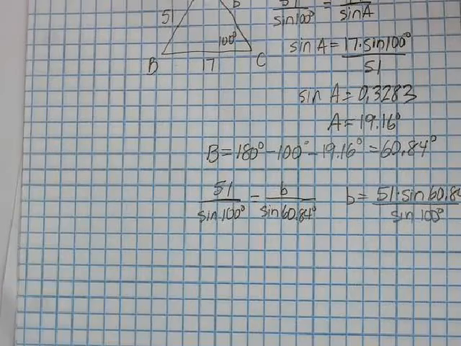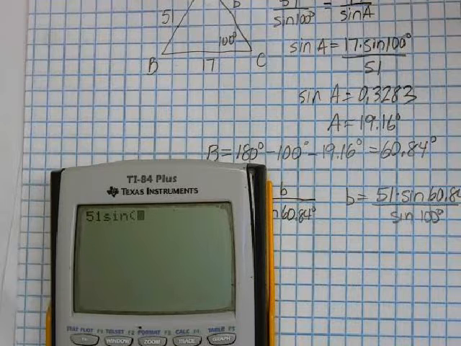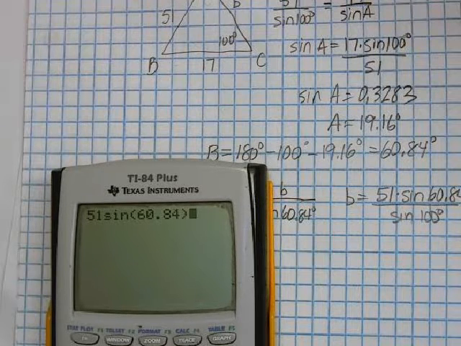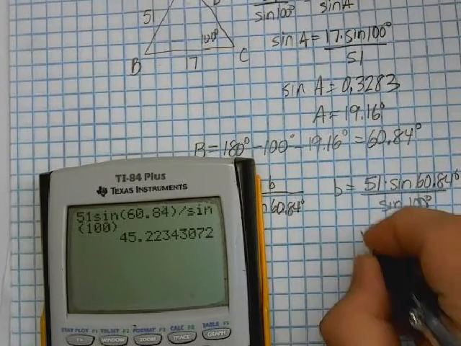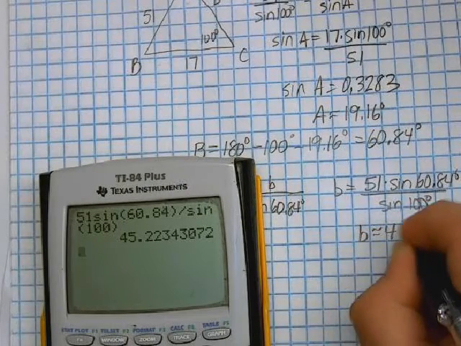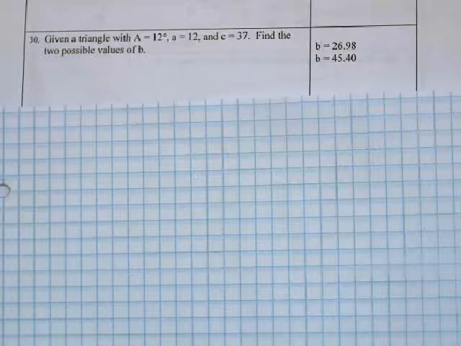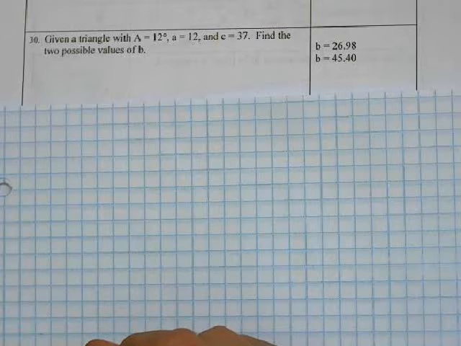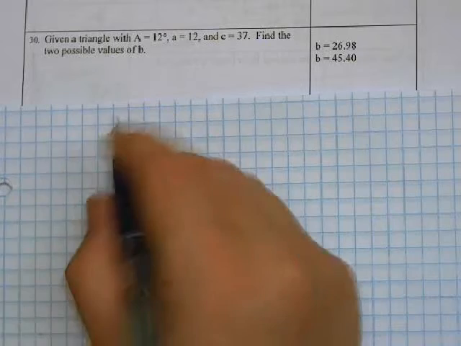So we solve for B. And we get 45.22. Okay, number 30. Given a triangle with A is 12 degrees, little a is 12, and C is 37, find the two possible values for B.